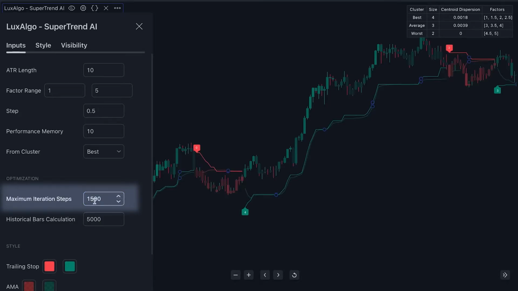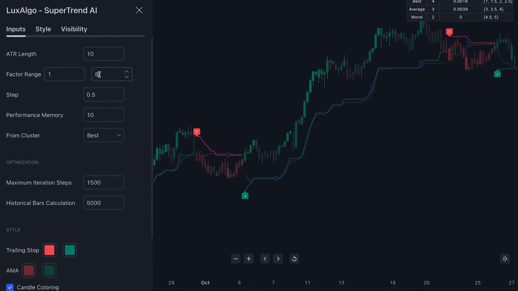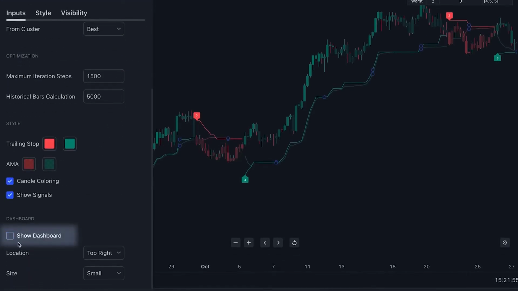Next, I want you to go up to the factor range. And we want to increase this max range from 5 to 8. The larger the distance between these two values, the longer term trend the indicator will try to identify, and the closer the values, the shorter the trend. Finally, disable the dashboard and we're done.